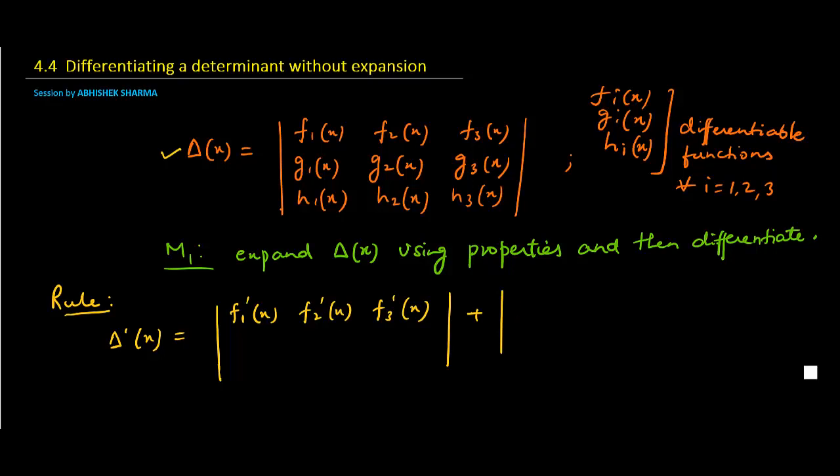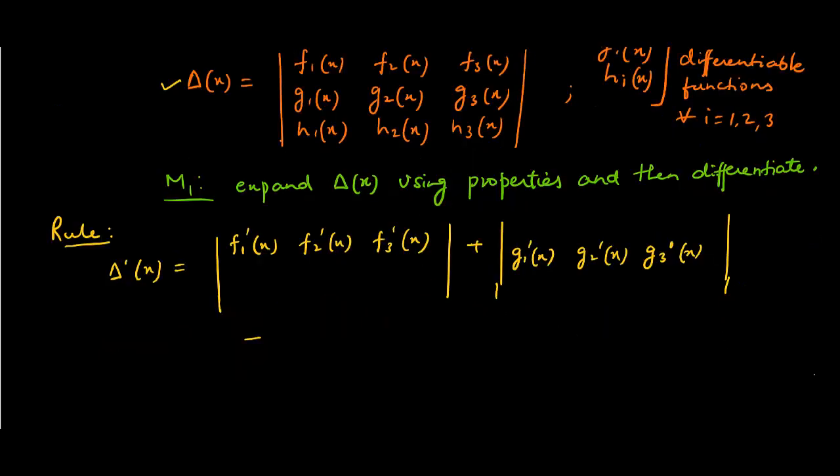So that was g1 dash x, g2 dash x, g3 dash x. We differentiate the second row of the determinant, and then we differentiate the third row of the determinant. So h1 dash x, h2 dash x, h3 dash x, we differentiate this.